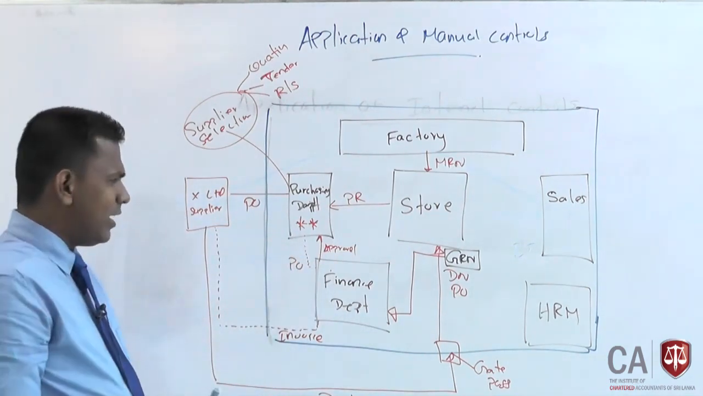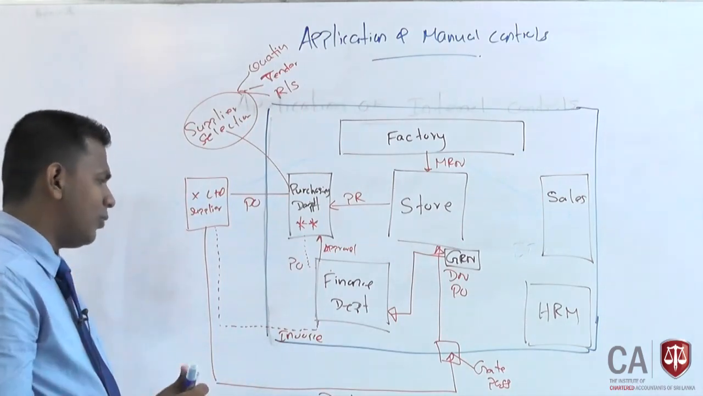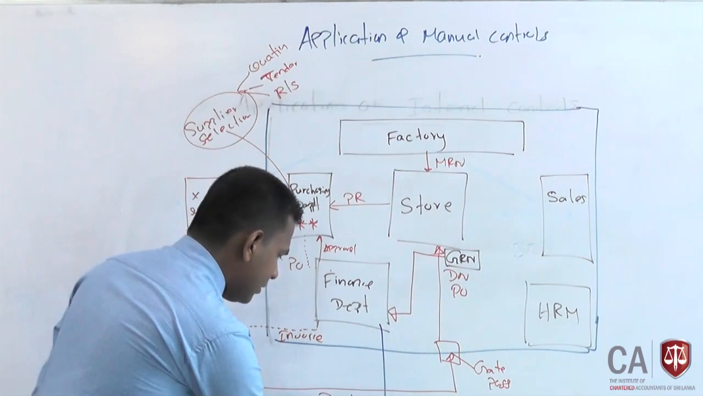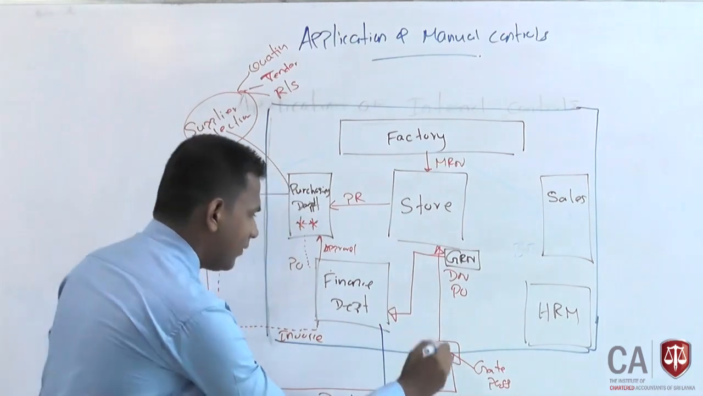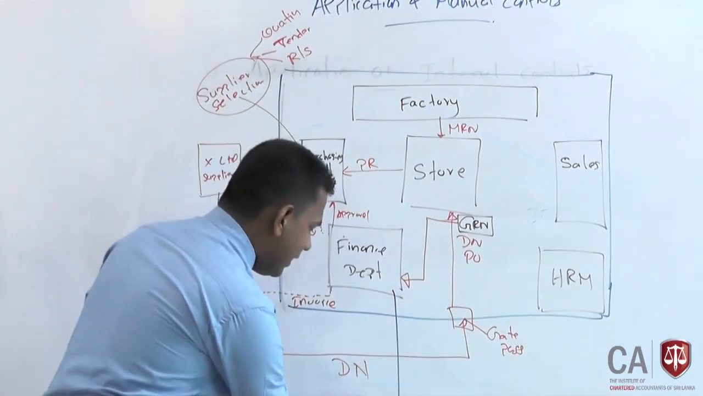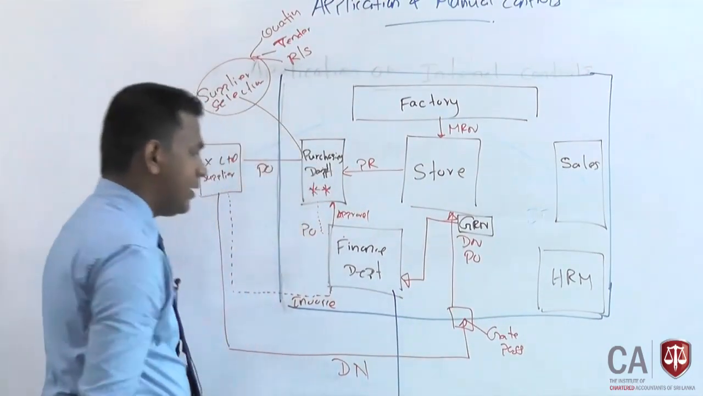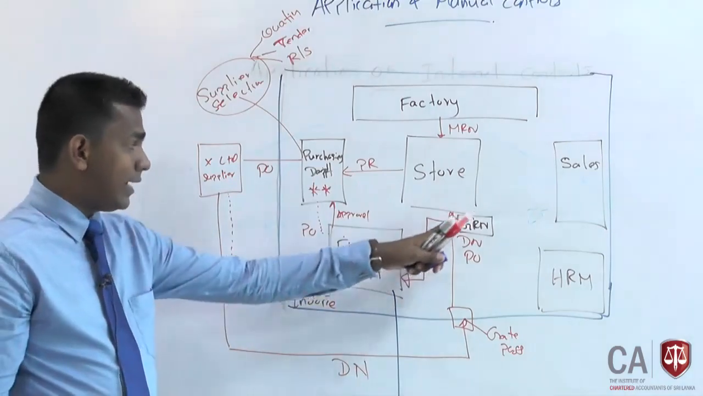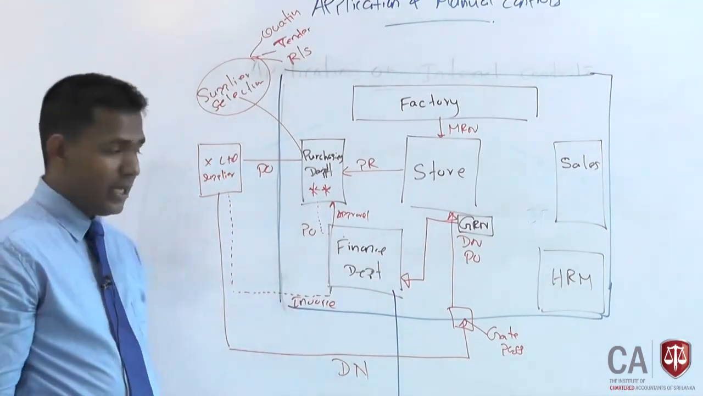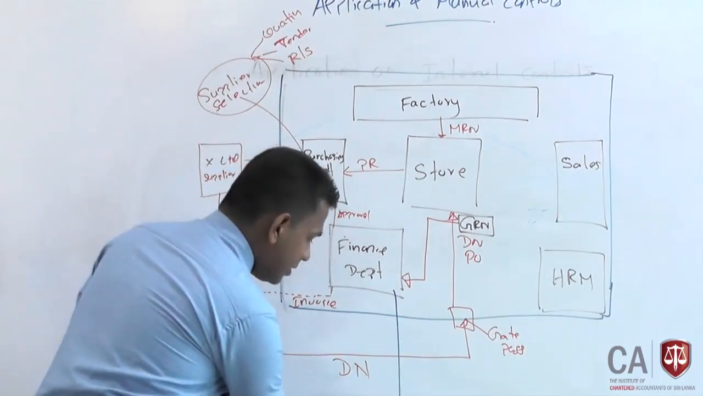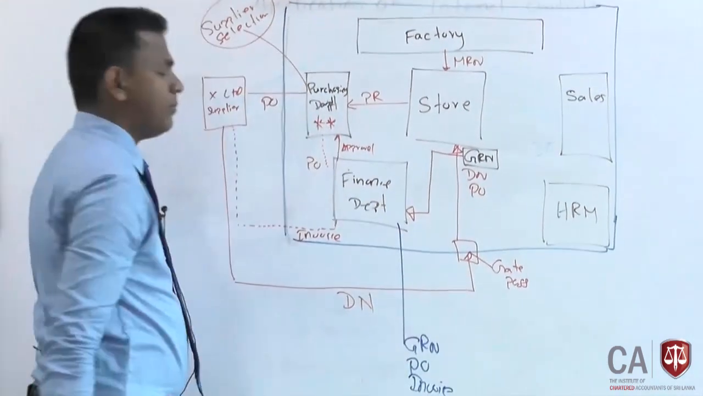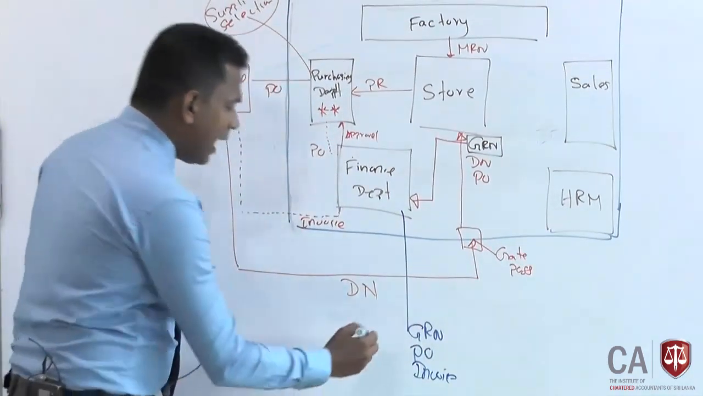Now, the finance department has received all these original documents. The GRN has come, the copy of the purchase order has come, and the delivery note has come. The delivery note is also important, but the invoice is the most important one, the original invoice.